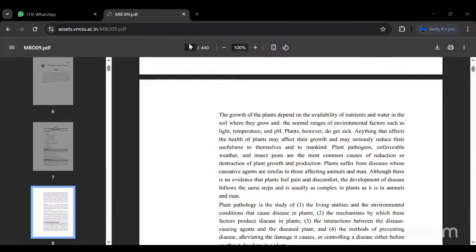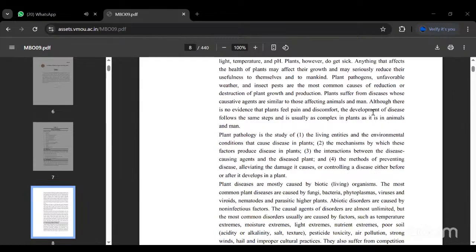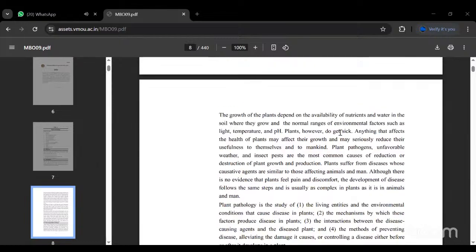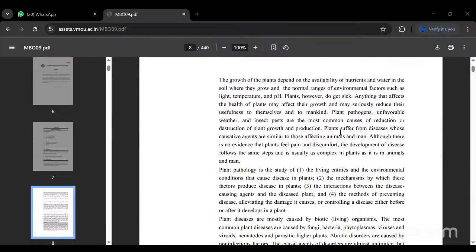Plant pathology is the study of the living entities and the environmental conditions that cause disease in plants, and the mechanisms by which these factors produce disease. This is the interaction between the disease-causing agents and the diseased plant. These are things you can observe in this process.